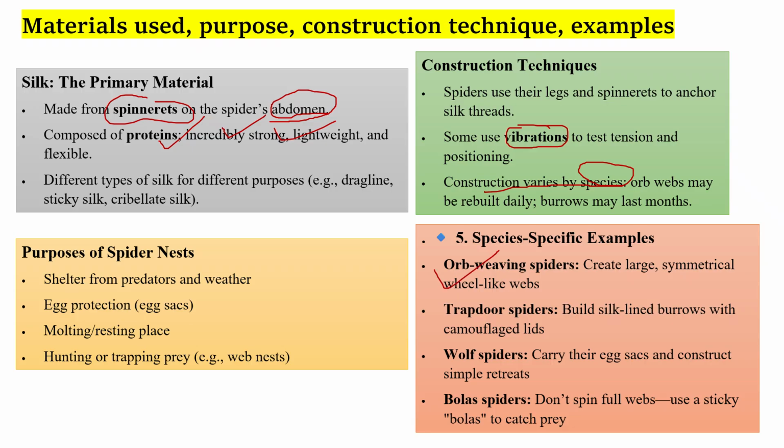Orb weaving spiders are there, trapdoor spiders, wool spiders, bowl spiders are there. These are some species of spiders which are commonly observed across India. And here I will show you the patterns of the spider webs. What is the purpose? First is shelter from predators and weather, egg protection to raise the young ones, molting, resting place, hunting and trapping prey. These are some purposes of constructing the spider web.